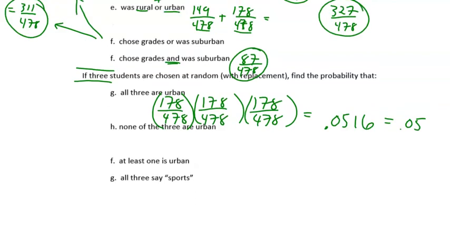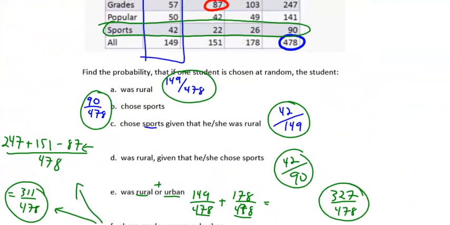None of the 3 were urban. Okay, so that means they had to be the other 2. They had to be either these guys or these guys. So that means it's the complement, right? There's a couple ways you can do it: you can add 151 to 178, which is the same thing you get if you say 478 minus 149.